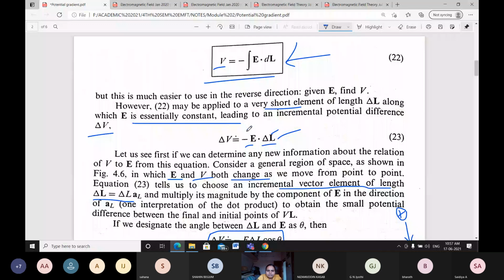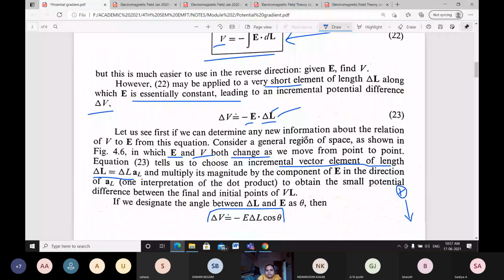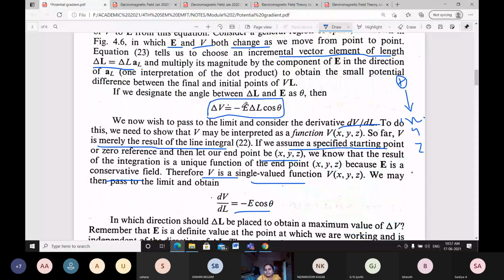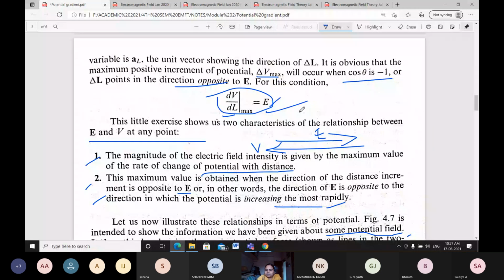Then draw the diagram for this. The equation is delta V equals minus E del L cos theta. Then find dV by dl, taking V as a function V of x, y, z. Using the electric conservative field, wherever it is taken, you will get it at the same position only, that is at x, y, z only. Therefore dV by dl is equal to minus E cos theta. The maximum value of dV by dl is obtained when cos theta is equal to minus 1, and that is equal to E.